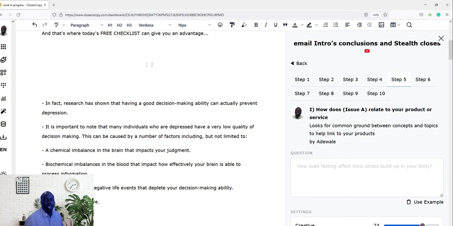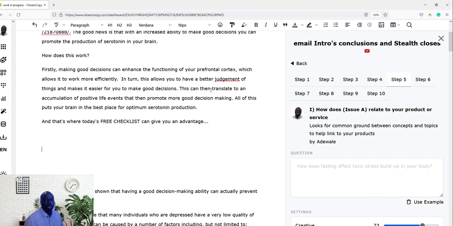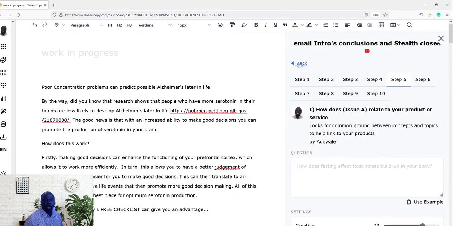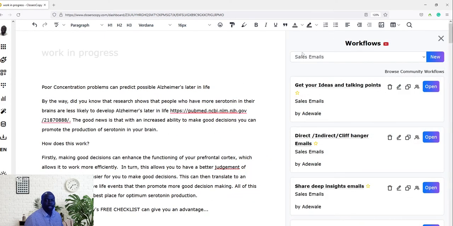This is where one of the workflows comes in. You will find this workflow in my sales emails. The sales emails is a very powerful series of workflows that help you connect what you want to sell, or what you want people to read, to articles and tutorials that you already have. It just makes the process a lot easier.